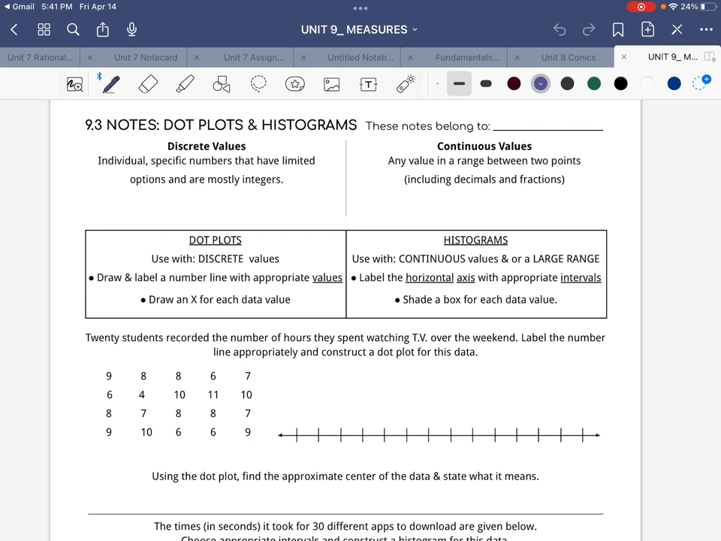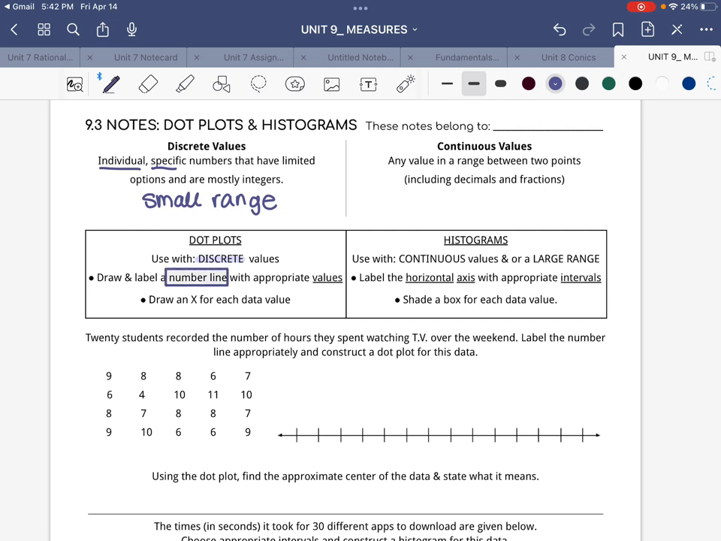All right, so we're going to be looking at two different things, dot plots and histograms. Dot plots use something called discrete values. What that means is that they are very specific numbers. So they are individual or specific numbers that either have limited options or a small range and are mostly integers. These are things that you could put on a number line.